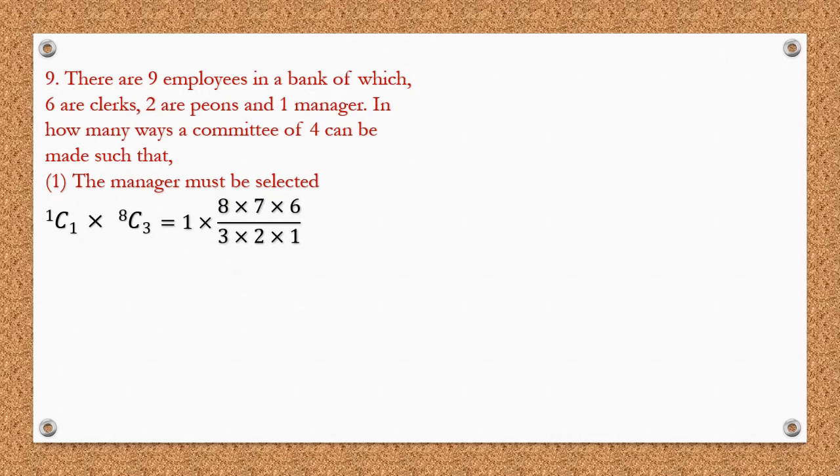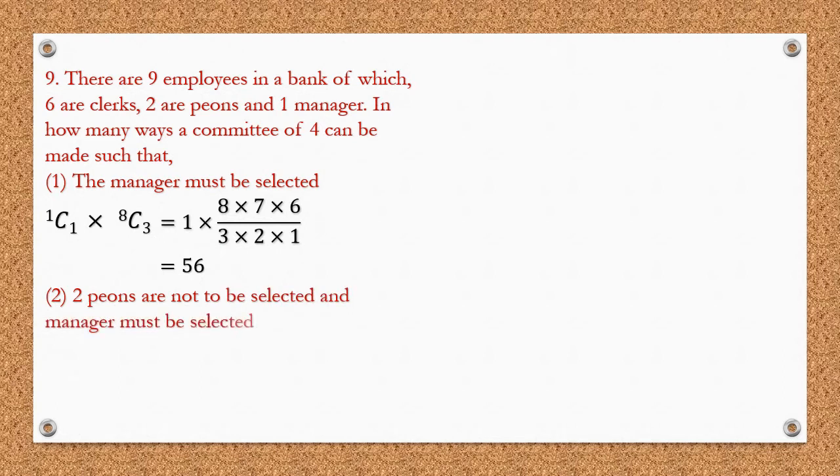Now I hope you have understood how this shortcut works. So we can just cancel out these values and we get the answer 56. There are 56 ways in which one manager will always be selected in the selection of 4 committee members. Second sub question, 2 peons are not to be selected and manager must be selected. Now 2 peons we are not going to select and manager must be selected.